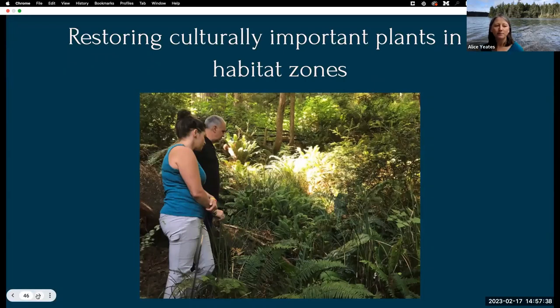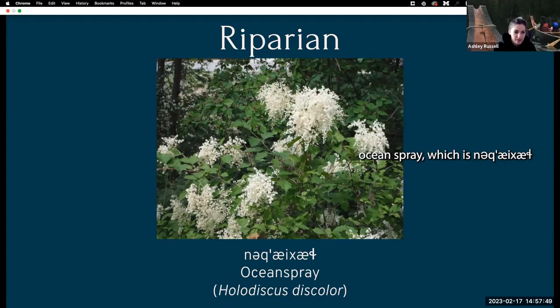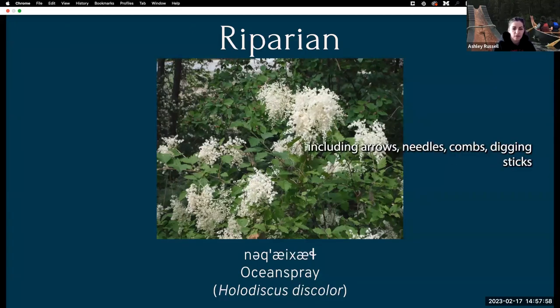Next slide, please. So as an example, some of the plants that we're planting in the riparian areas: ocean spray, which is pronounced nuk-ai-kai in the language. It was used for a variety of technologies, including arrows, needles, combs, baking sticks, used for hand game, tally sticks, and tobacco pipes.